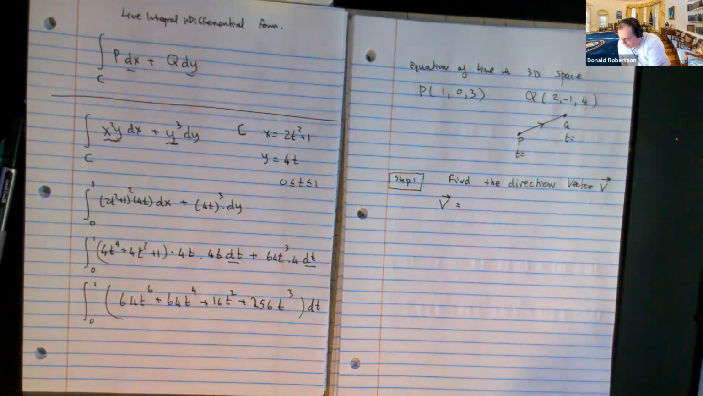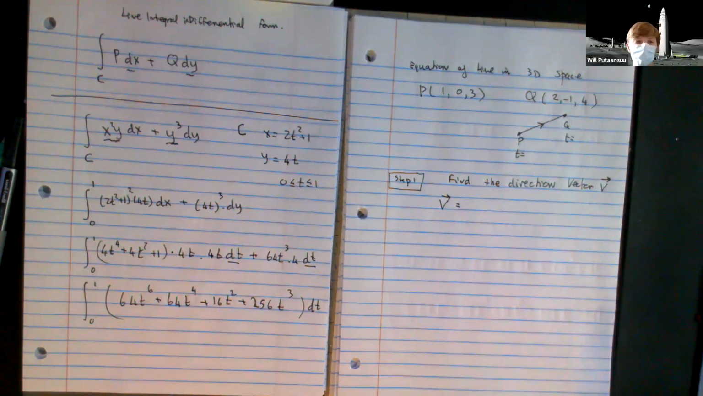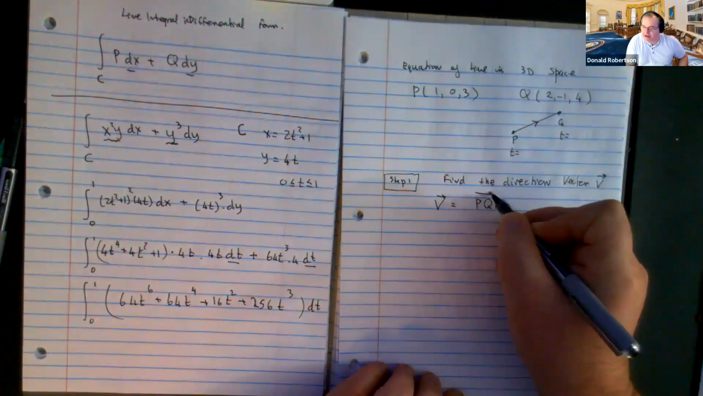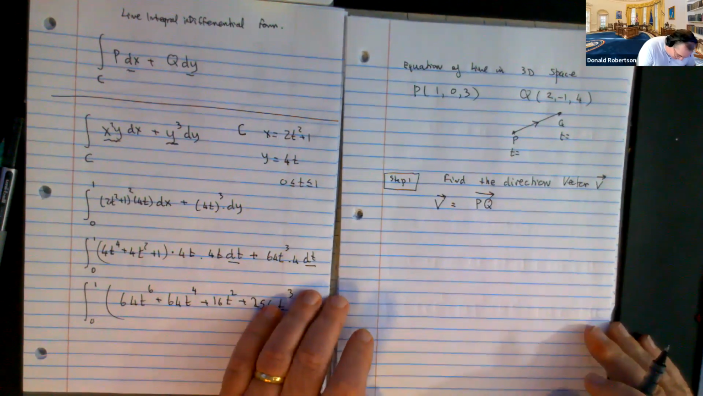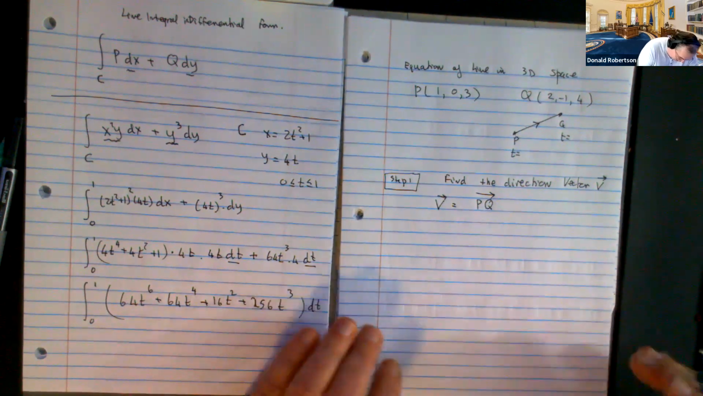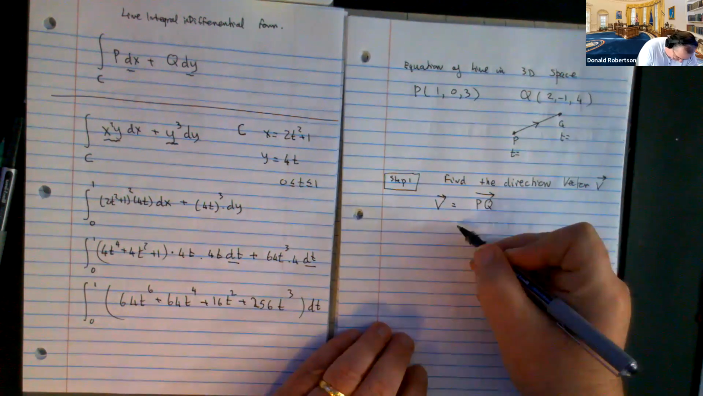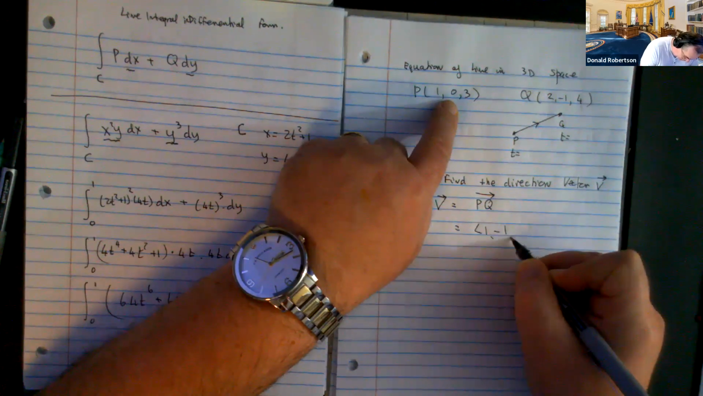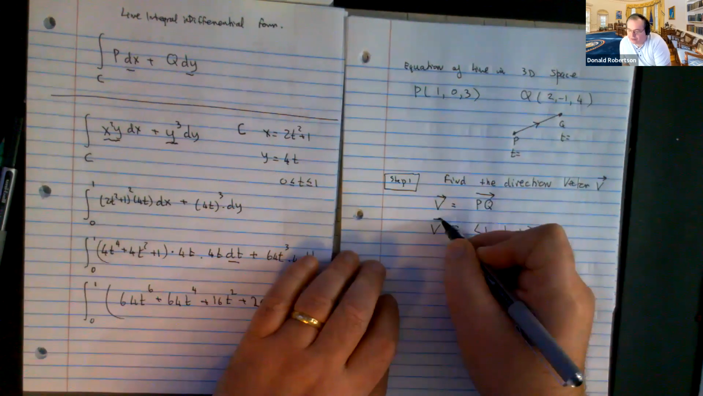Subtract the P components from the corresponding Q components, so you get 1, -1, 1. Correct. In other words, find the vector P to Q, right? And 2 take away that guy gets you 1, -1, and 1. So far, so good.